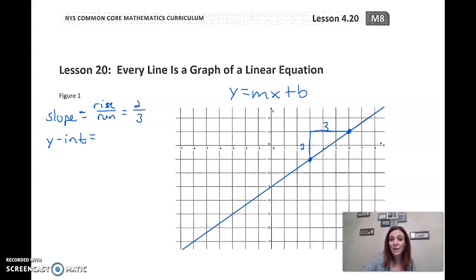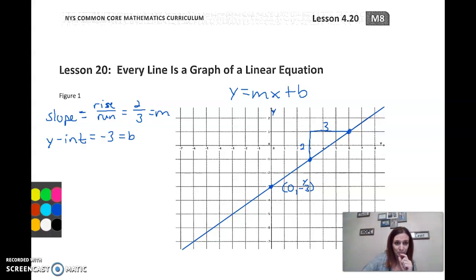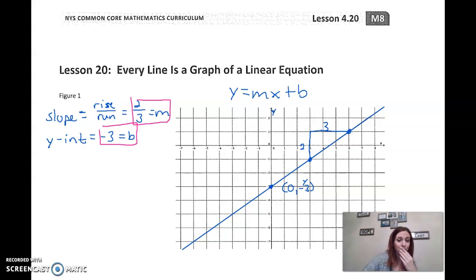And then we need our y-intercept. Find your y-axis. Where is your line hitting your y-axis? It's right here at the point 0, -3. So our y-intercept is -3. It's intercepting the y-axis at -3. What I want you to realize is that slope right here is our m, and this -3 right here is our b. So if we can find these two things, we can write an equation.